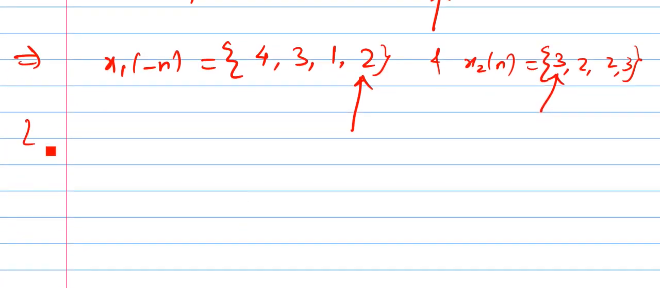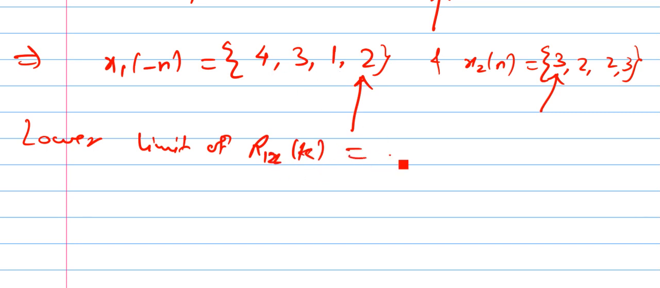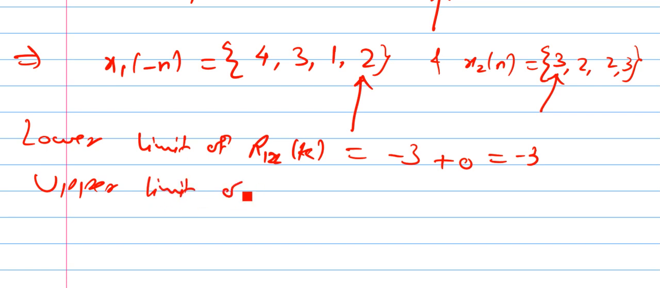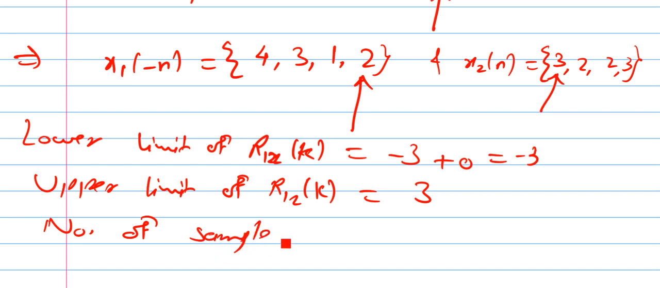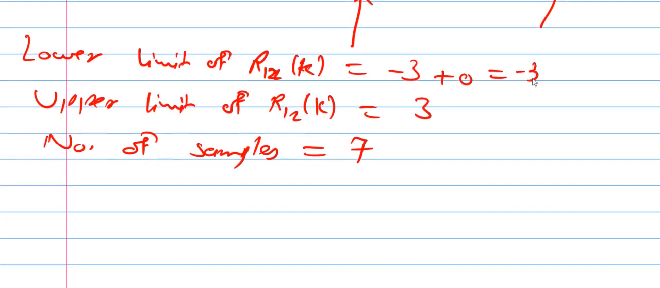Now the lower limit of R12(k). Finding the lower limit is also important. So here the lower limit is minus 3, and here the lower limit is 0. So it is minus 3. Upper limit: I hope you are also getting the answer. 0 plus 3, 3. And the number of samples: 4 plus 4 minus 1, 7.